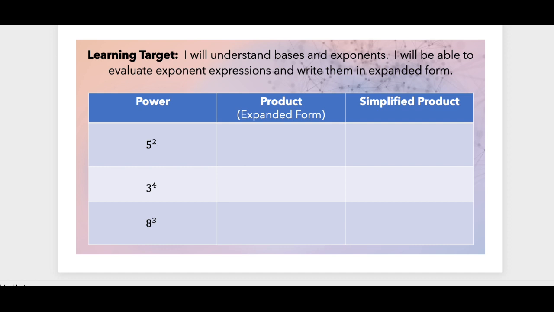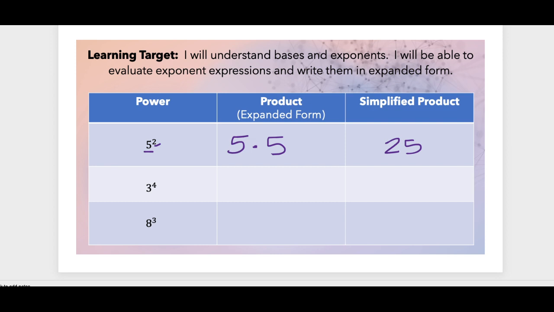If you look at this first example, you see that I have a base of 5 and an exponent of 2. So the base number is the larger number and the exponent is the small number. And the exponent tells us exactly how many times I'm going to multiply my base number times itself. So in this case, since our base number is 5 and our exponent is 2, the expanded form would be 5 times 5, and then the simplified product, or the evaluated version, would be to go ahead and solve it, and 5 times 5 is 25.